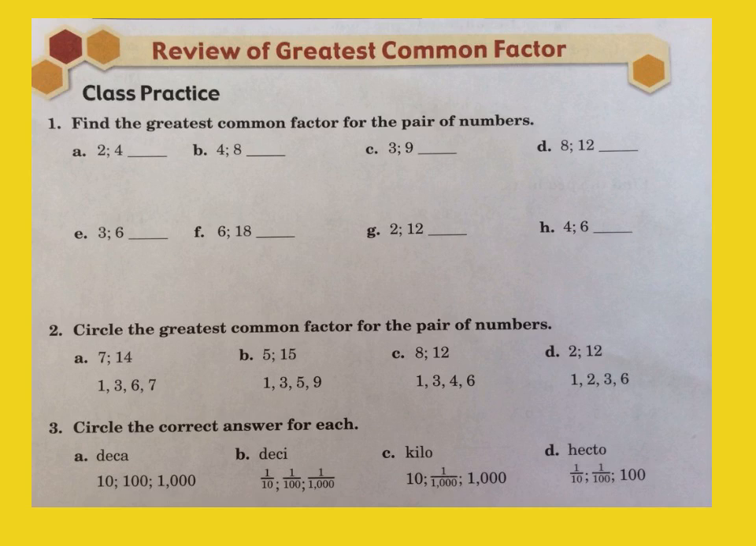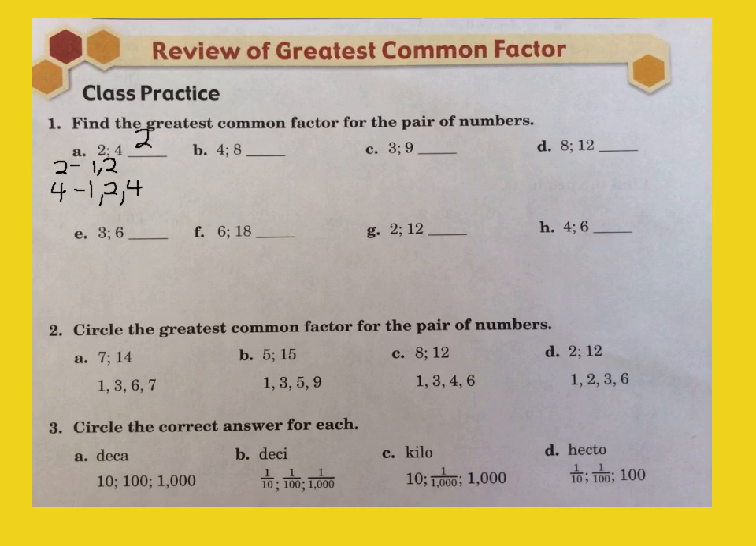And it says to find the greatest common factor for the pair of numbers. So we have 2 and 4. I want you to write your 2 and 4, you'll have to do it kind of small. And what are their factors? Well, for 2, our factors are 1 and 2. And for 4, our factors are 1, 2, and 4. And so it's telling us, what is the greatest common factor of the pairs? Well, the common factors are 1 and 2, and the greatest would be 2.